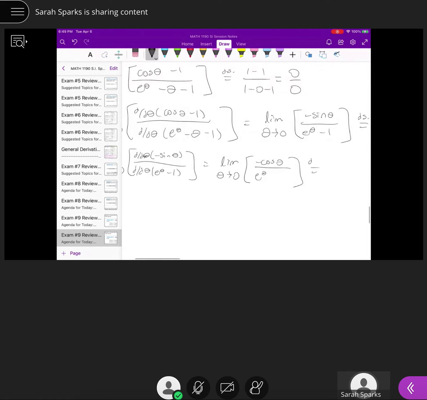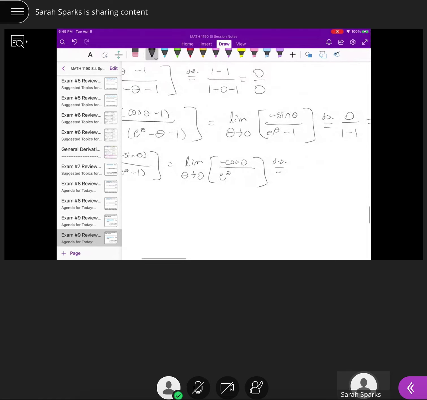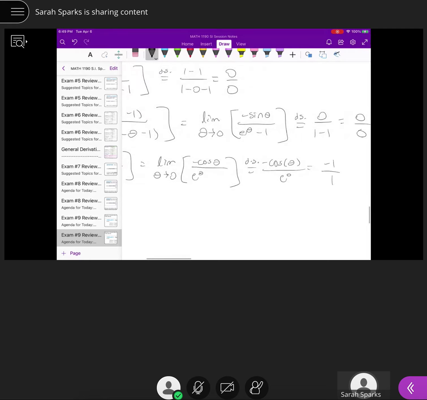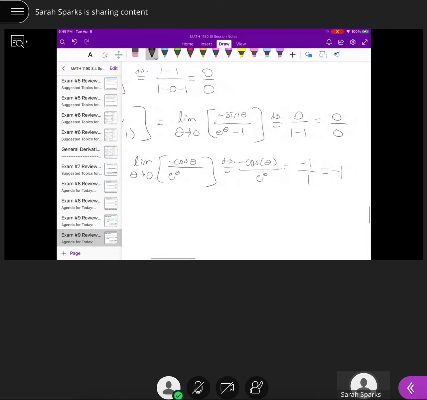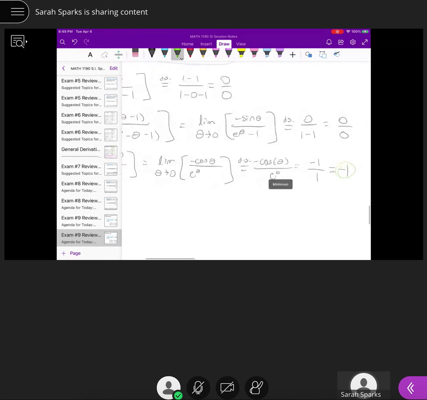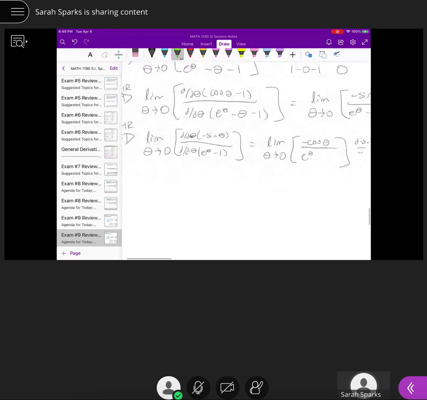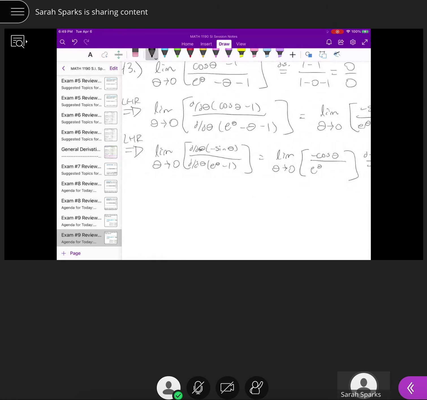Okay, so now we're going to use direct substitution again. Plug in 0, we get negative cosine 0 divided by e to the 0, which is going to be negative 1 divided by 1, so it's going to equal negative 1. Meaning that our final limit as theta goes to 0 of cosine theta minus 1 divided by e to the theta minus 1 is going to be equal to negative 1.